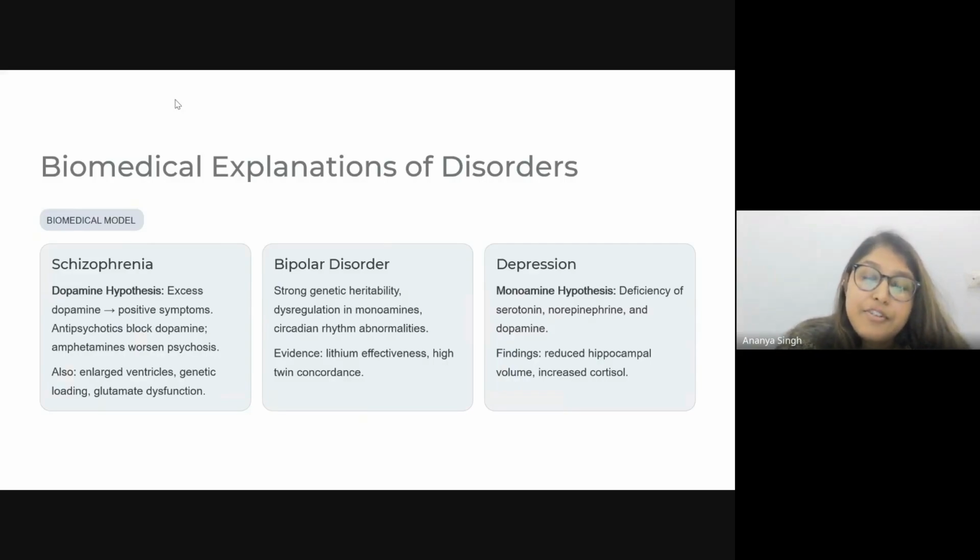Monoamine hypothesis: deficiency of serotonin, norepinephrine, and dopamine. These three are all collectively called the monoamines, and these three are all deficient in depression. Findings are also reduced hippocampal volume, as we discussed, and increased cortisol, which is the stress hormone. So that was also a neurotransmitter that is involved in this.